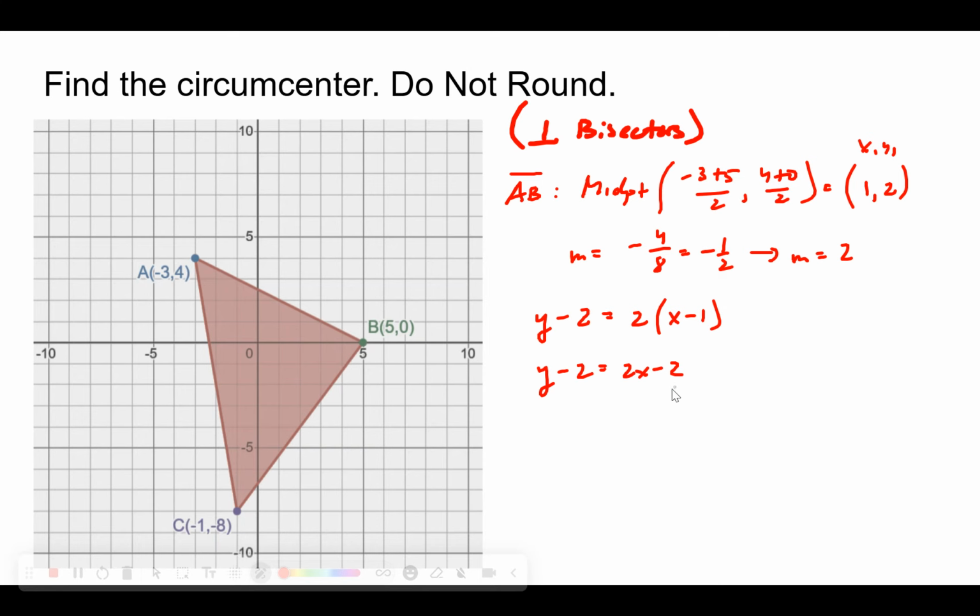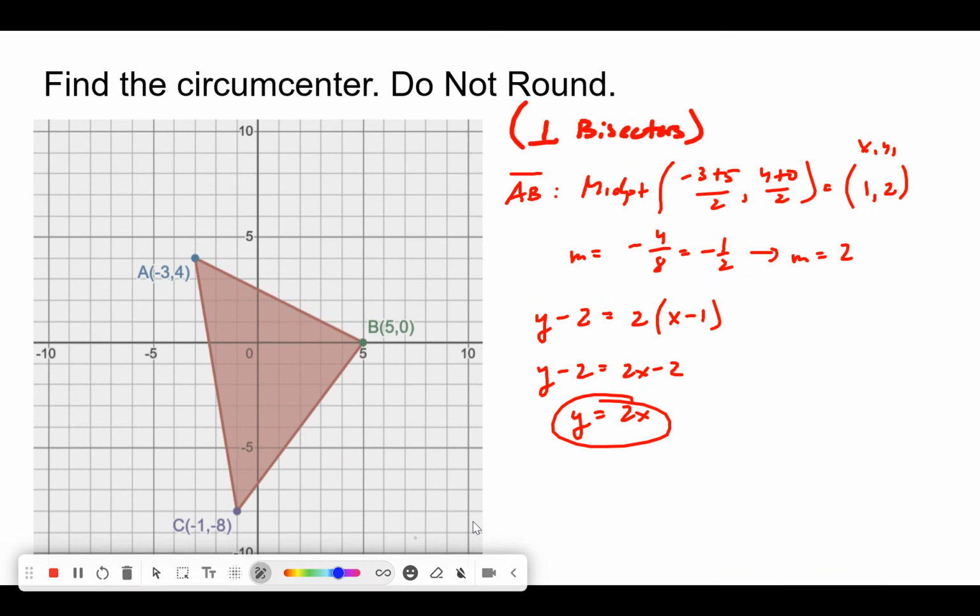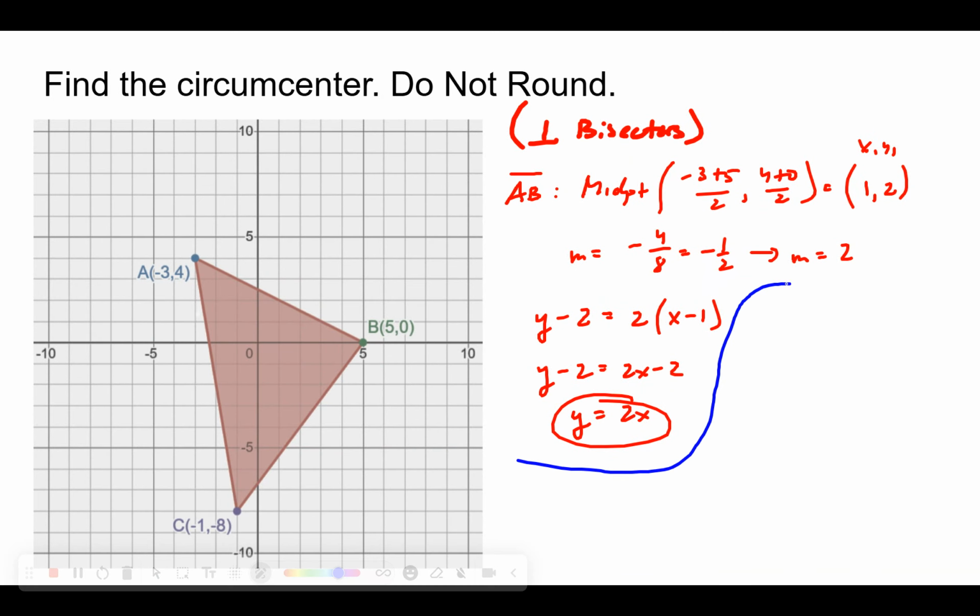I'm going to add 2 to both sides, and look at this. When I add 2, they go away, and oh, beautiful. y equals 2x. I got lucky here, okay? So there's going to be one of our equations. Now I'm going to carve out some room here in blue to do the second equation. I might not get so lucky with this, nice.